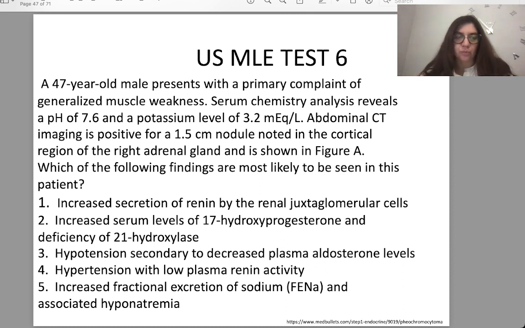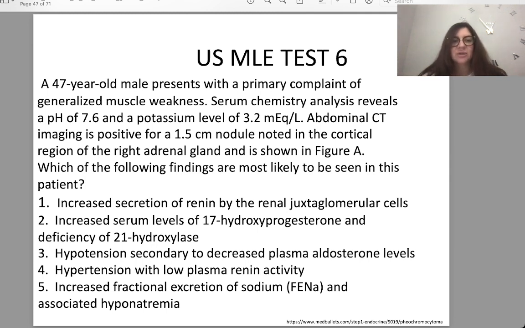Test 6 for you. A 47-year-old male presents with a primary complaint of generalized muscle weakness. Serum chemistry analysis reveals a pH of 7.6 and a potassium level of 3.2. Abdominal CT imaging is positive for a 1.5 centimeter nodule noted in the cortical region of the right adrenal gland. Which of the following findings are most likely to be seen in this patient?